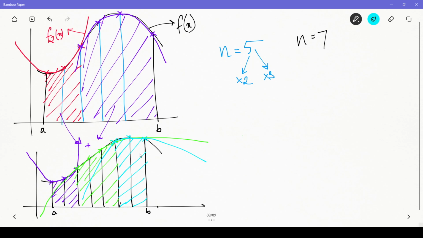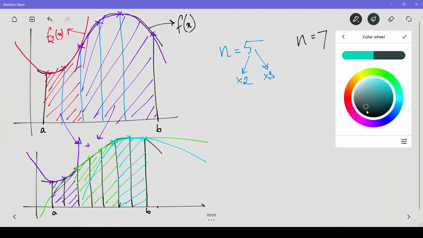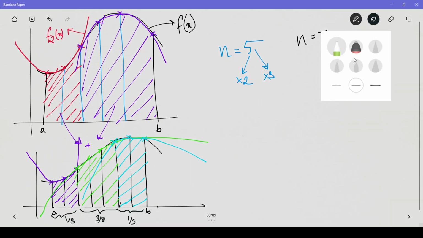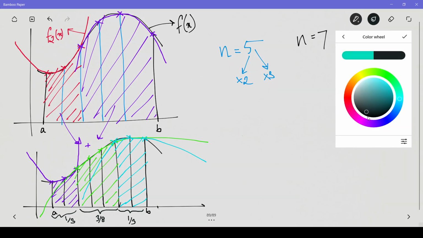Okay, so what have we done here? We have applied the Simpson's 1/3 rule for the first 2 segments. Then we have applied the Simpson's 3/8 rule for the middle 3 segments, and for the last 2 segments we have again applied the Simpson's 1/3 rule, right? Now, are there other permutations of the same approach? Yes, there are. How so? Let's try to find that out.